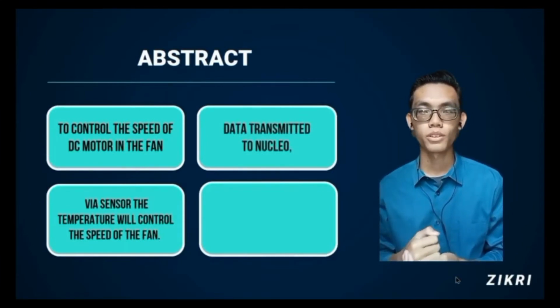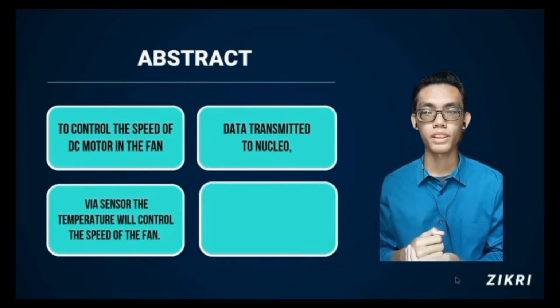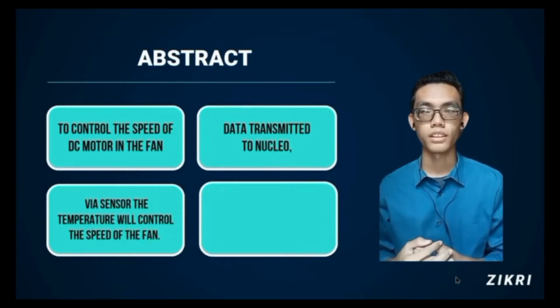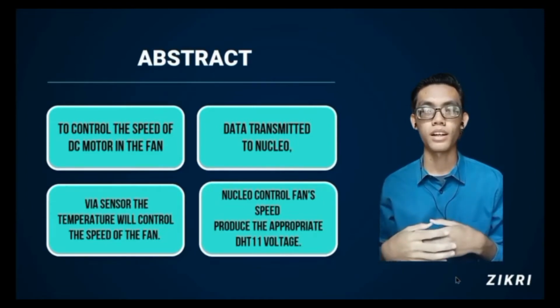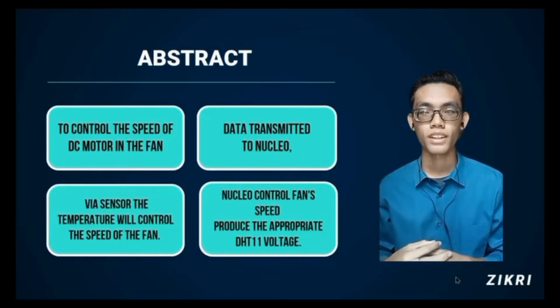So what is Nucleo? Nucleo acts as the brain of the whole system that will regulate the appropriate amount of voltage to be sent to the DC motor, so that the speed will vary according to the temperature detected by the DHT11 sensor. So that is how the whole system works, and I'm going to proceed with chapter 1.